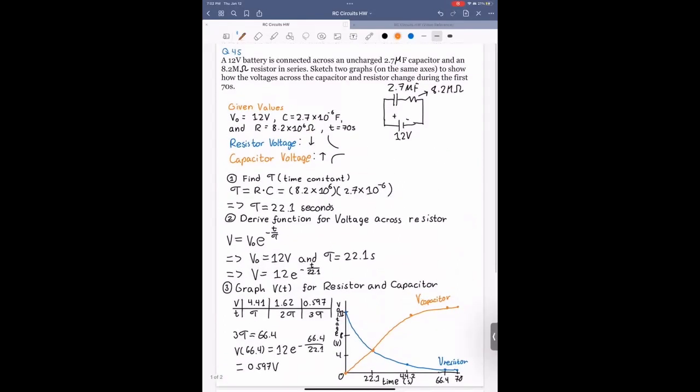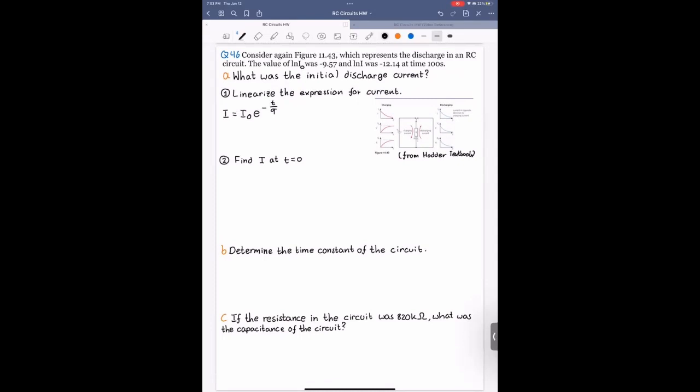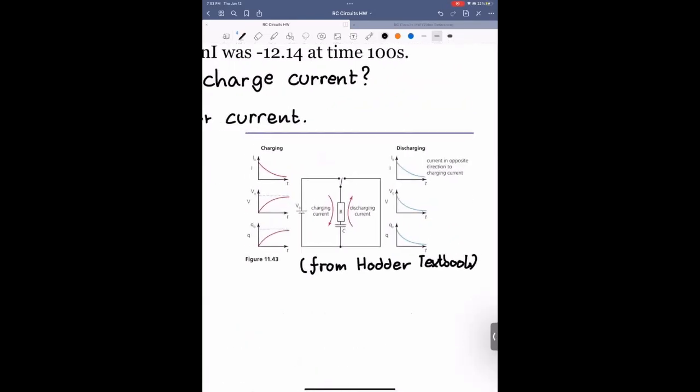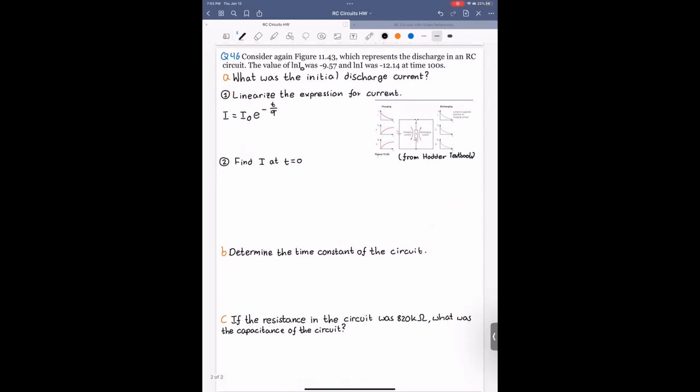All right, that's question 45. Let's move on to question 46. All right, here's question 46. It asks us, consider again figure 11.43. That's this over here from the Hodder textbook, which represents the discharge in an RC circuit. The value of ln I sub 0 was negative 9.57, and ln I was negative 12.4 at time 100 seconds. A, what was the initial discharge current?